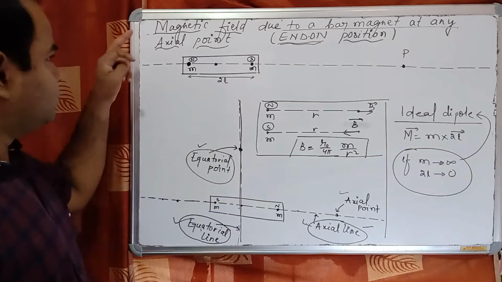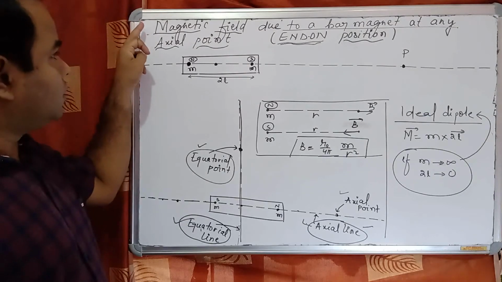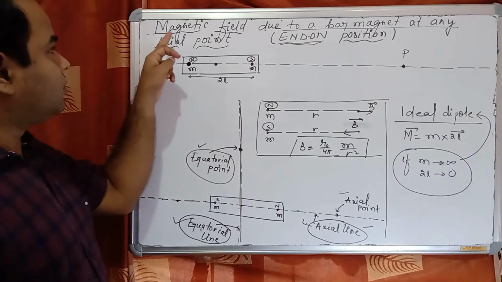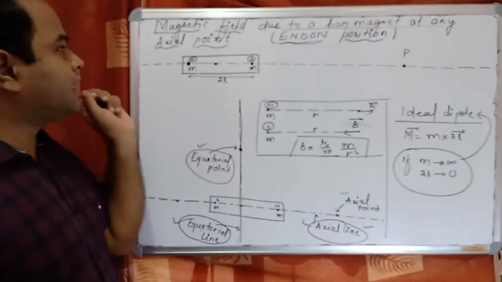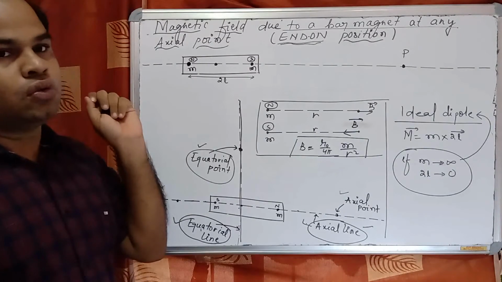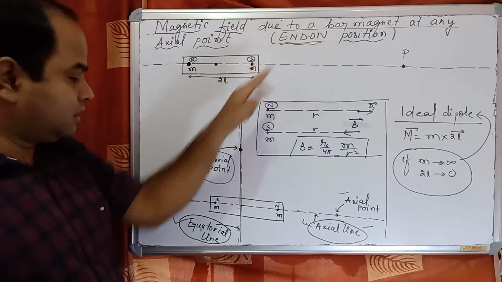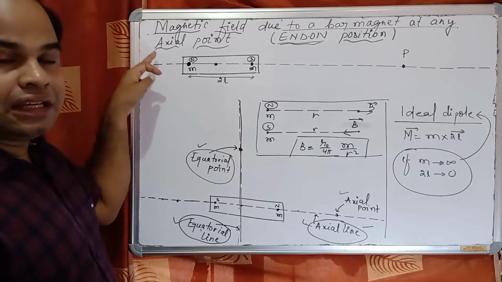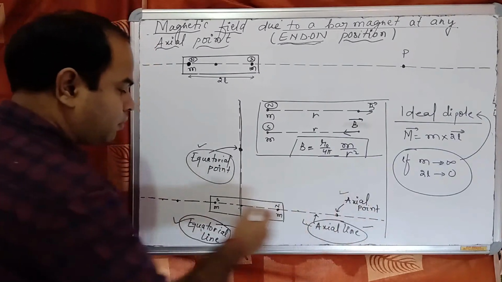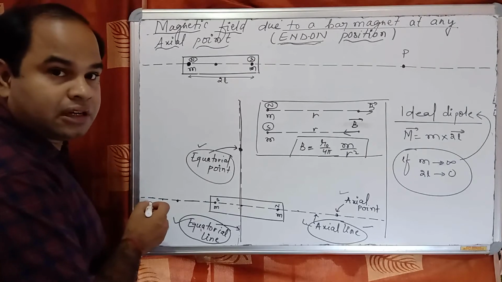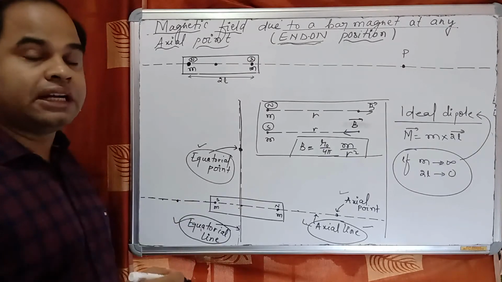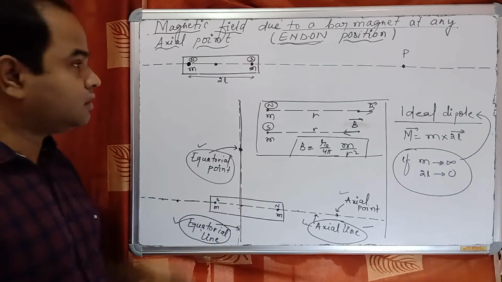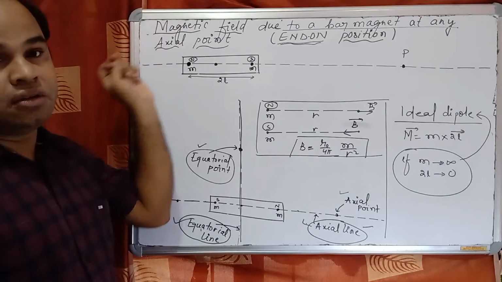So let us read the heading once again. It states the magnetic field due to a bar magnet at any axial point. So there is a bar magnet, and you have to find the magnetic field at any axial point on the axial line of the bar magnet. That is the topic or the heading of this topic.